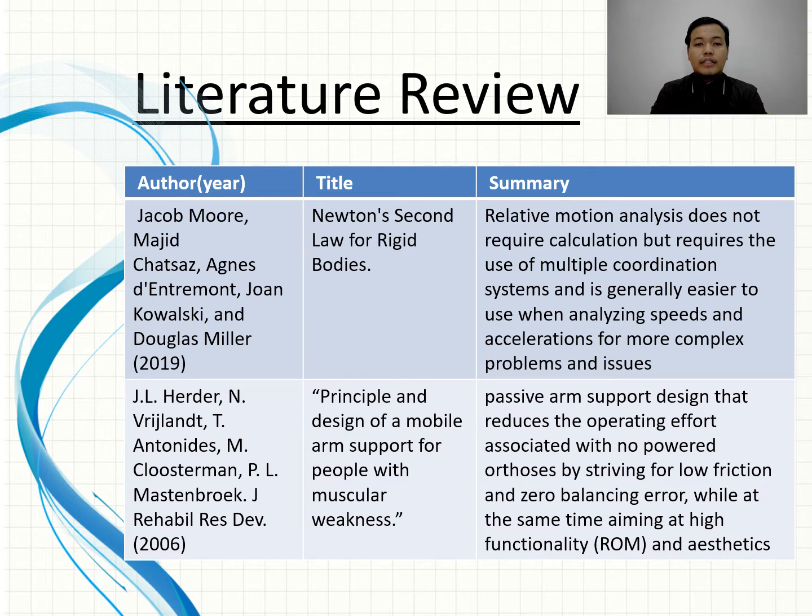The second one is from J. L. Herder in 2006, with the title Principle and design of a mobile arm support for people with muscular weakness. It says that passive arm support design reduces the operating effort associated with non-powered orthosis by striving for low friction and zero balancing error, while at the same time aiming at high functionality and aesthetics.